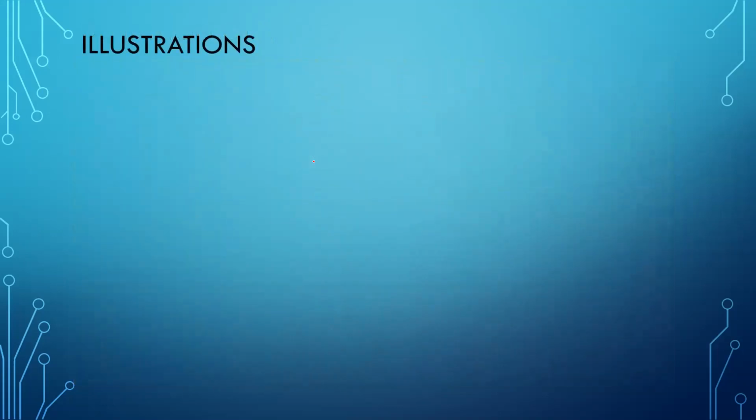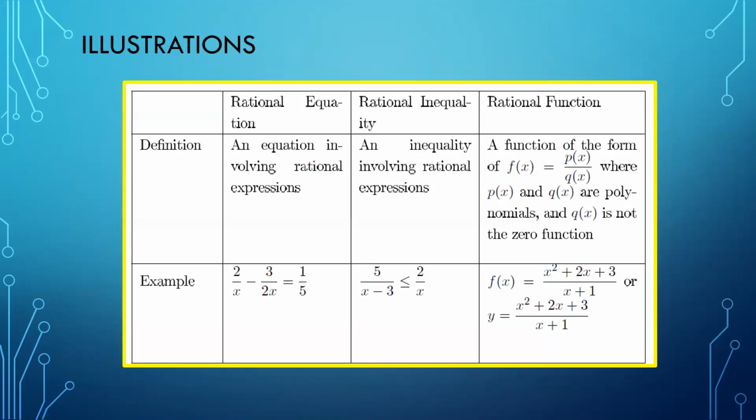So we have here the illustration to further understand what a rational function, rational inequality, and rational equation are. Rational equation. We have here the definition: an equation involving rational expressions. So again, a rational equation is an equation involving rational expressions. And again, a rational expression is an expression that can be written as a ratio of two polynomials. So here we have an example.